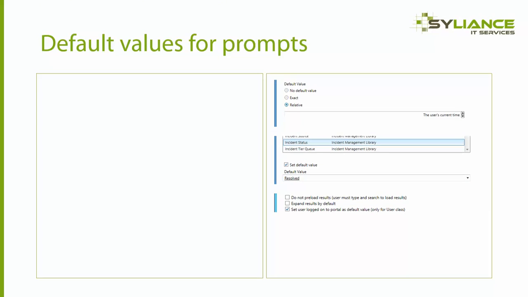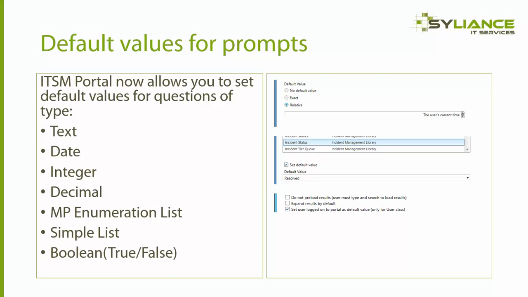Syliance ITSM portal also allows you to configure default values for prompts. We support prompts of type text, date, integer and decimal, enumeration list, simple list, and Boolean questions. A good example on the top, on the right-hand side, is a default value on a date prompt, where you can actually use relative dates as well.